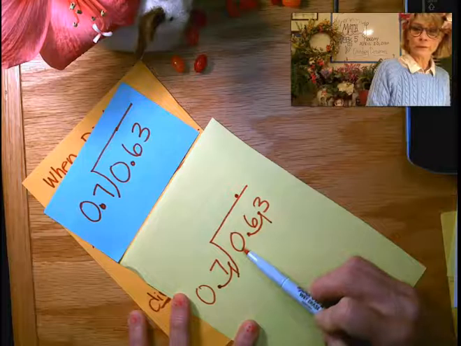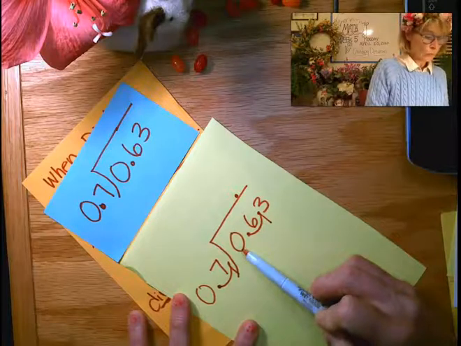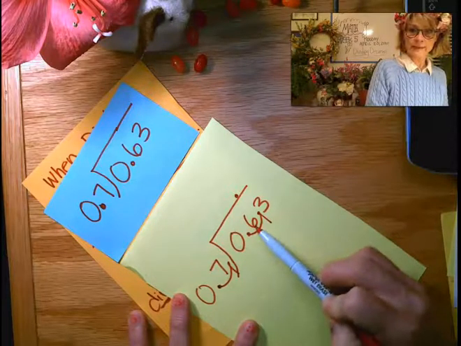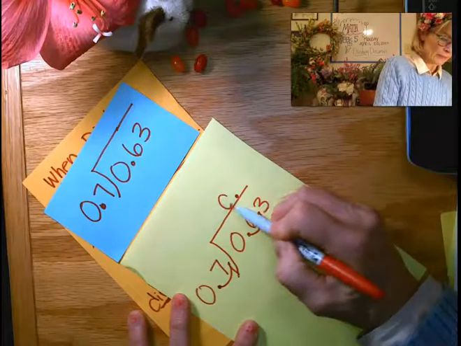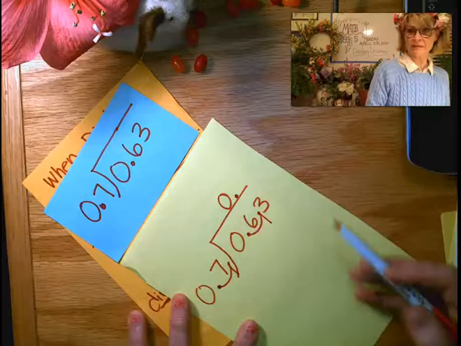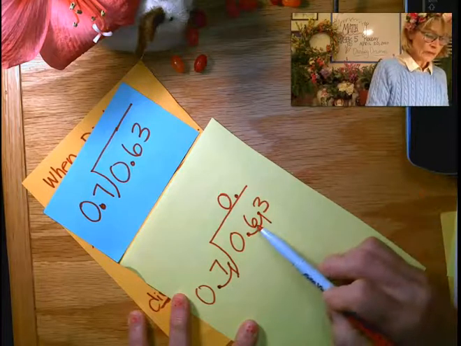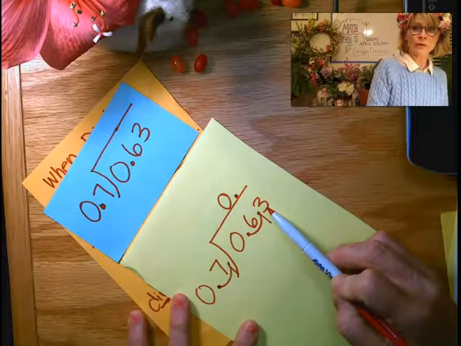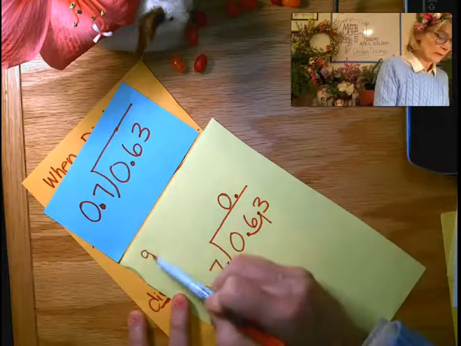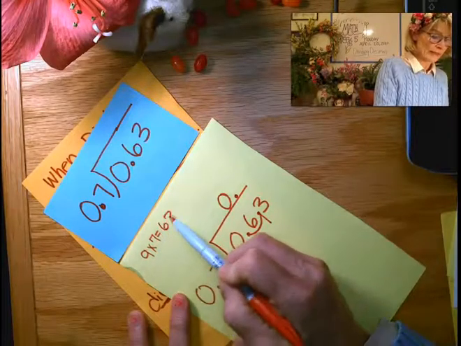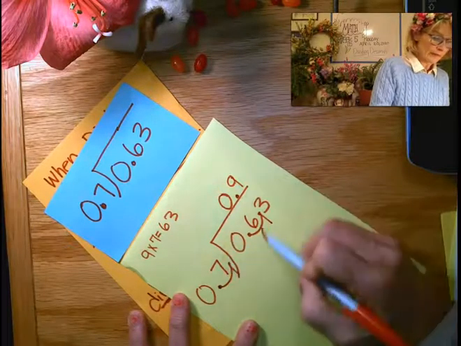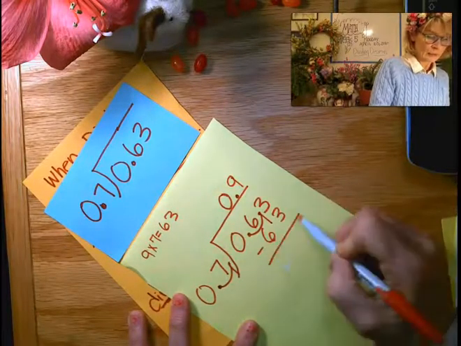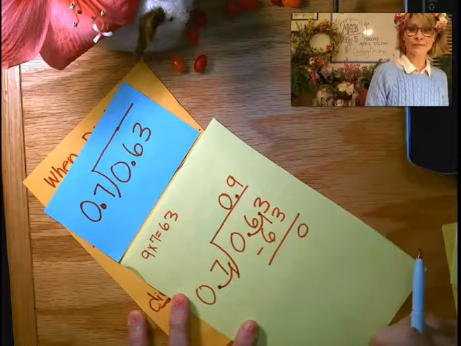Will 7 go into 0? No, it will not. Will 7 go into 6? No, it won't. It's going to go 0 times. So I know 0 times 7 is 0. Will 7 go into 63? Well, I know 9 times 7 does equal 63. So I'm going to say it's going to go 9 times. 9 times 7 is 63. I subtract and I have 0 left over.